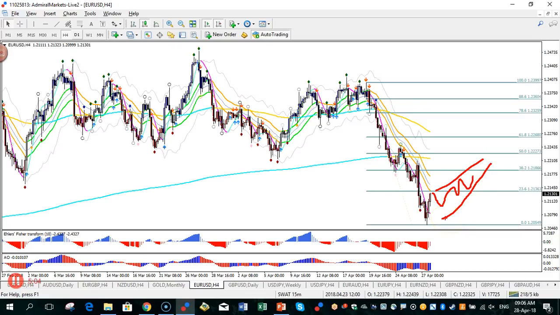It all depends on the patterns that will arrive and how price approaches this resistance zone. If there's a rising wedge, if there's a bear flag, if there's a triangle, all those things make the chart bearish, and a break of those patterns should see a continuation to the downside.